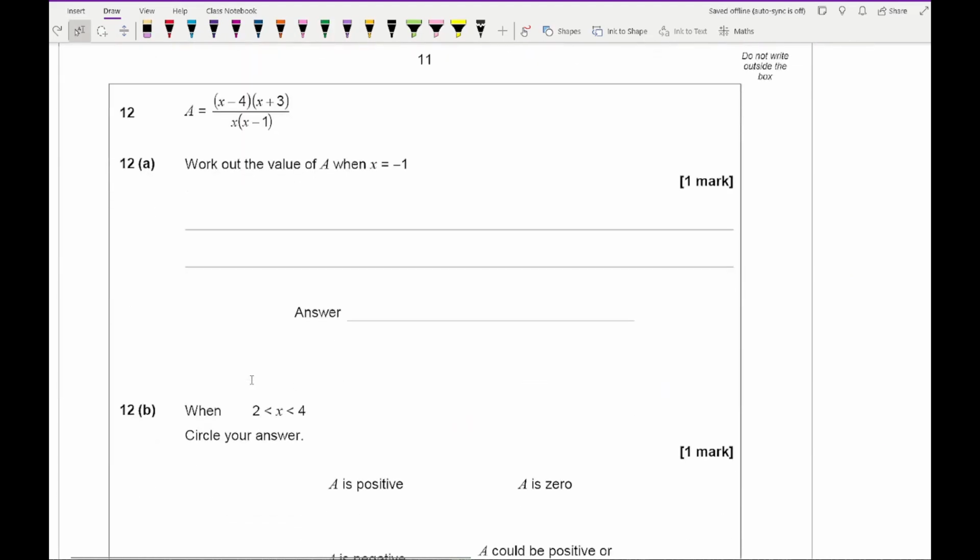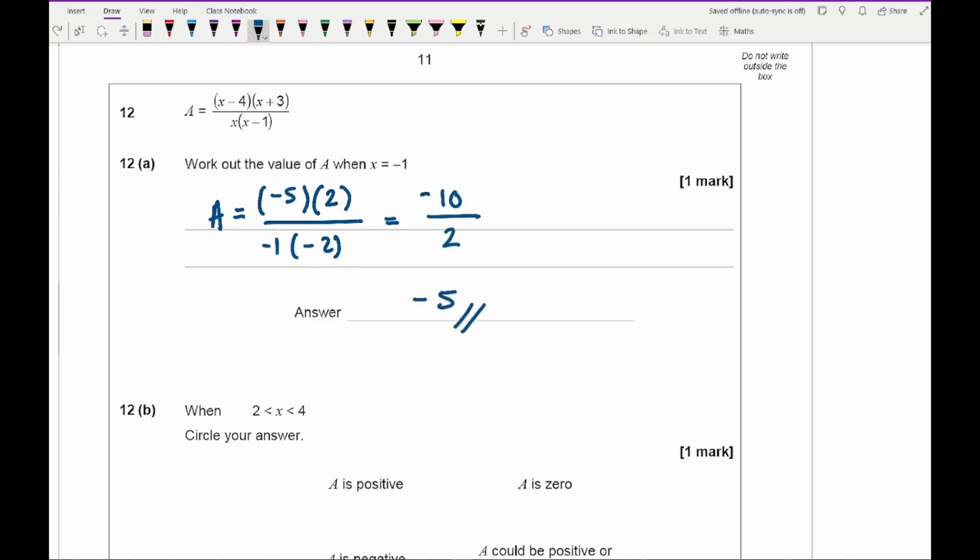Moving on to question 12, it says work out the value of a when x is -1. So all we need to do is just do some basic substitution to work out the value of a when x is -1. So for the first bracket, we're going to end up with -1 minus 4, which is -5. Multiplied by -1 plus 3, which is +2, and we divide that by -1 multiplied by -1 take away 1, which is -2. So multiplying them out, we get -10 over +2, which leaves me with an answer of -5.